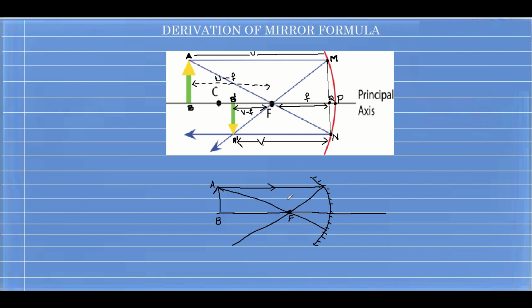Next we will move to the derivation part. First, you can notice in this diagram that ABF will be similar to a triangle, and likewise FPN is also a triangle. So we will consider the first case.